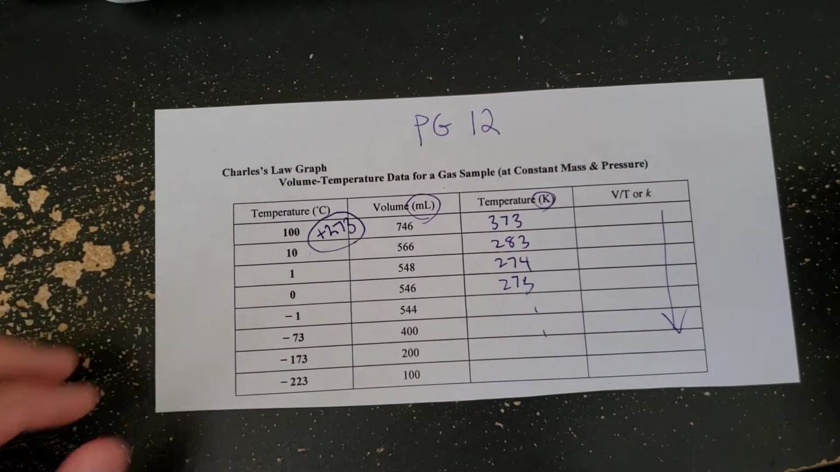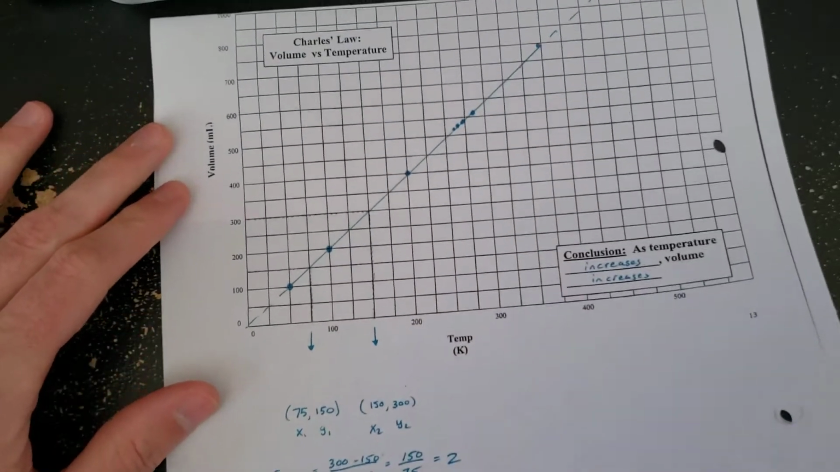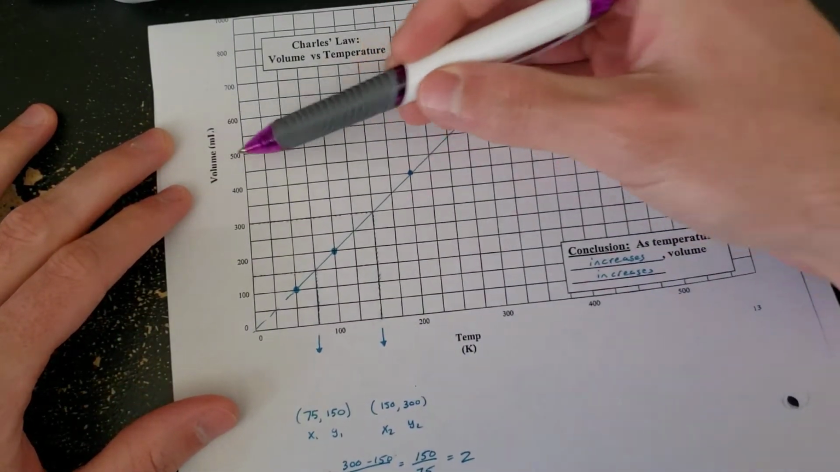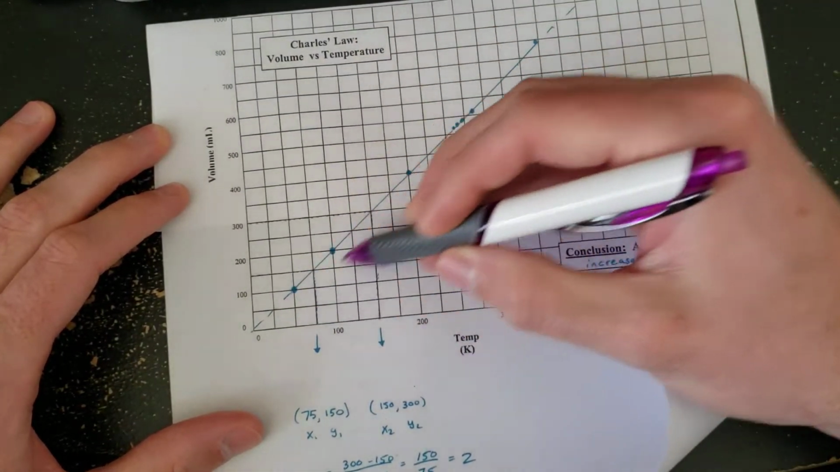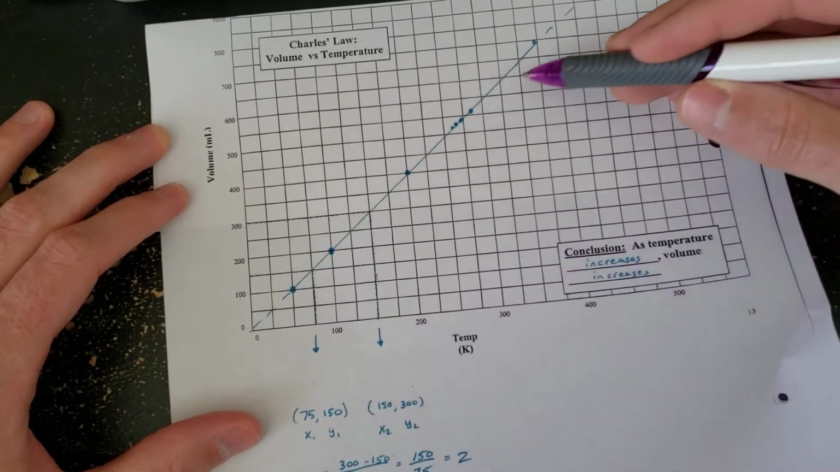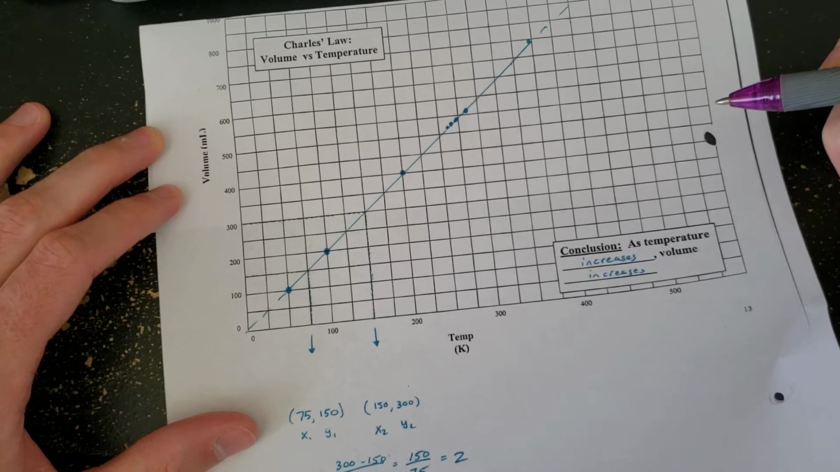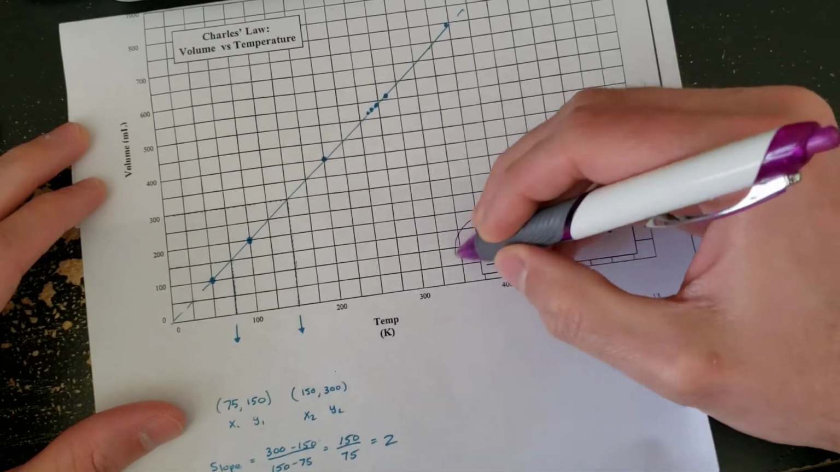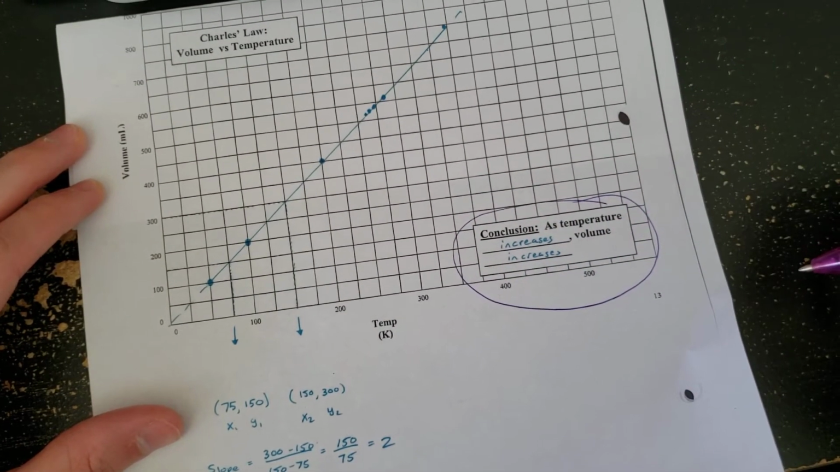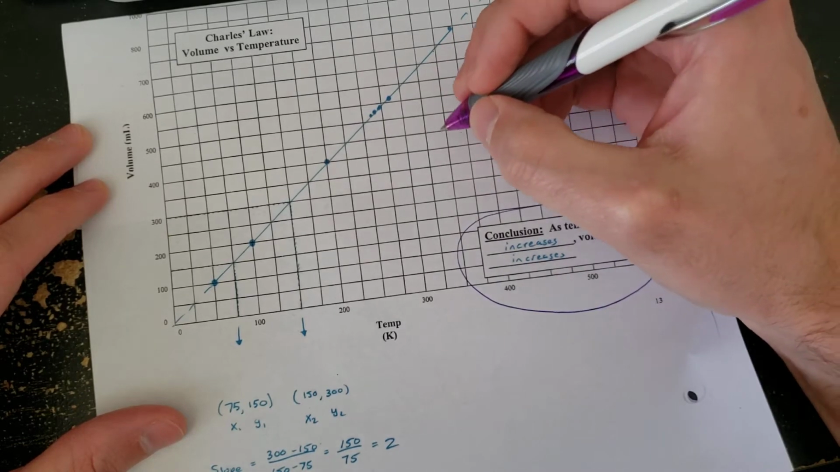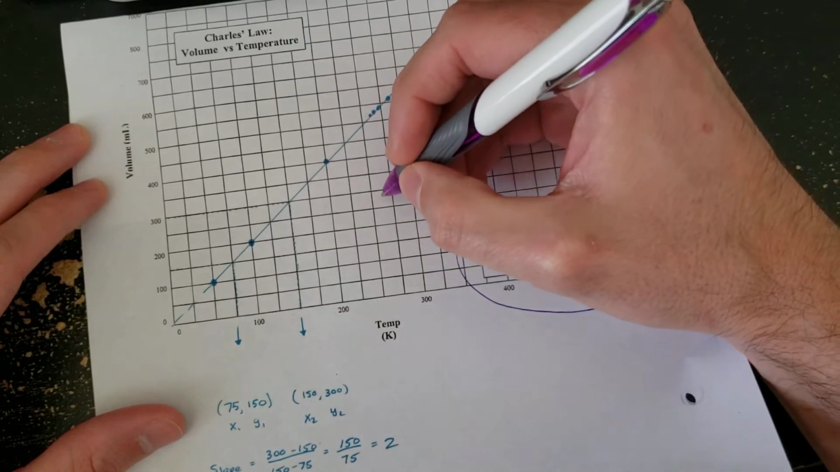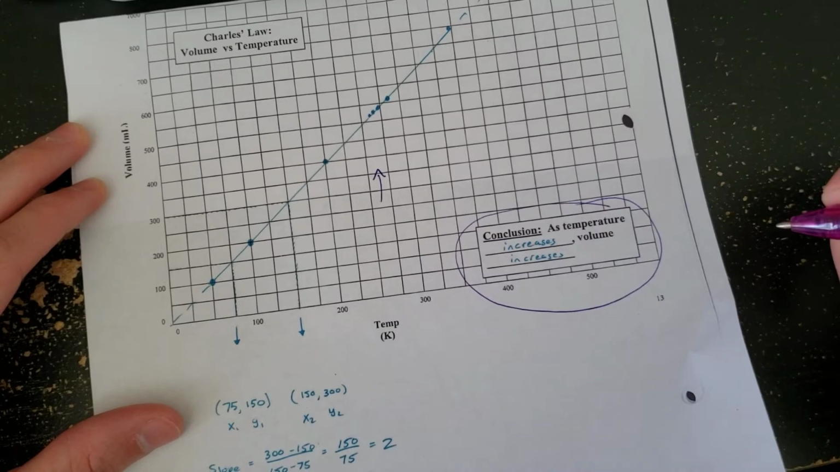And when you graph it and you have volume and temperature, and here's a graph I made earlier, you've got your volume and your temperature, and that relationship is linear, it's constant. So when you make this graph, you get this straight line. And that straight line allows us to draw the conclusion: as temperature increases, volume increases. In other words, as you heat a gas, its volume is going to expand.